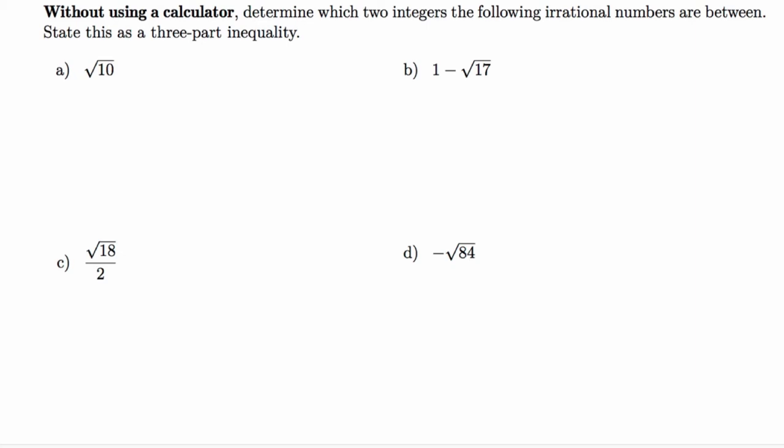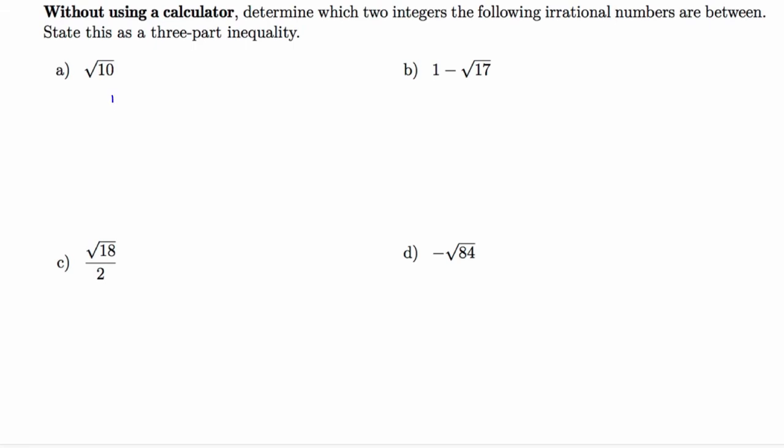In this example, we will approximate the values of different radical expressions by determining which two integers the following irrational numbers fit between. We will do this without using a calculator. We will state this as a three-part inequality. In part A, we are going to be working with root 10, or the principal square root of 10.